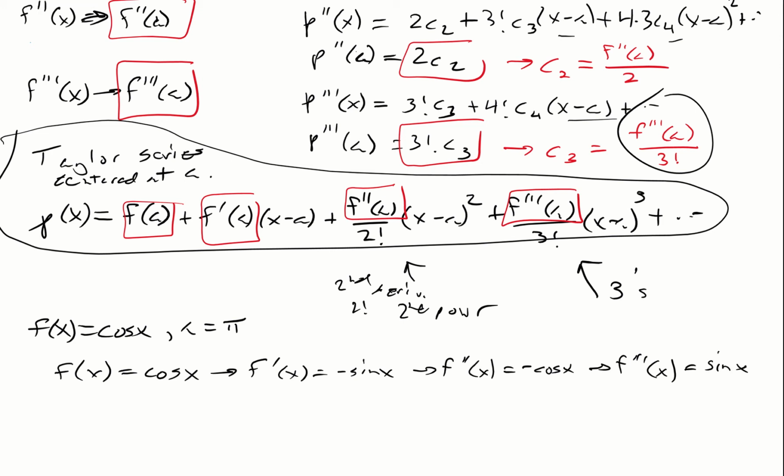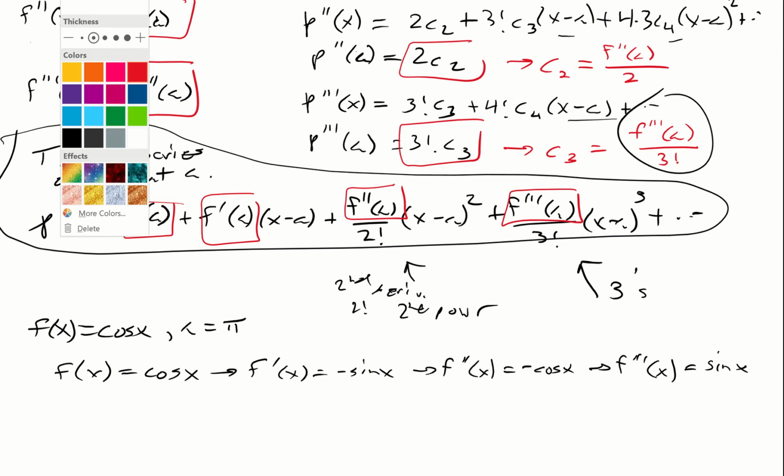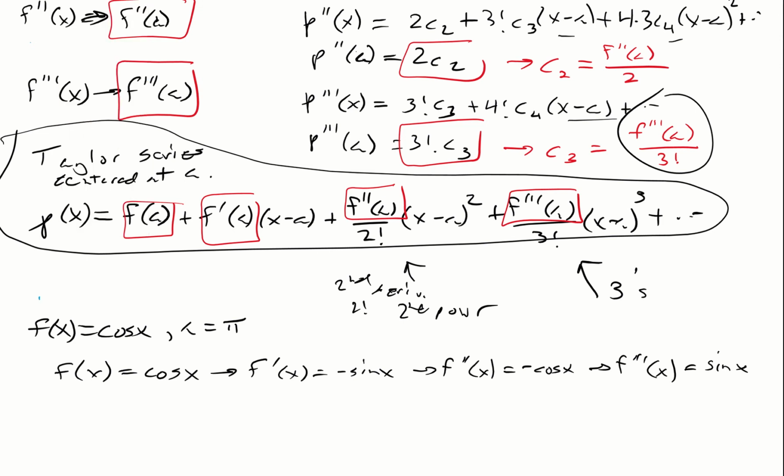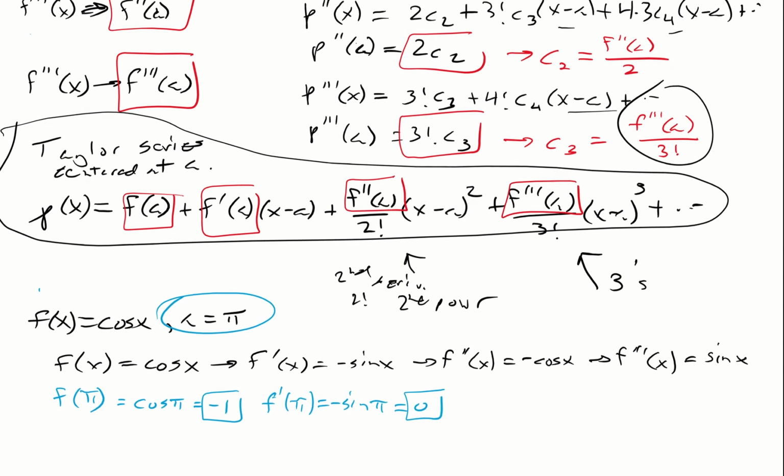And then what I do is I tell whoever will listen to me, hey man, all you got to do now is go, well then, f of pi is what we're looking for, because that's the center, and that's what we want to find, is equal to cosine of pi, and of course that's -1. Don't forget that number. F prime of pi is negative sine pi, which is 0. I'm going to keep that number under wraps too.